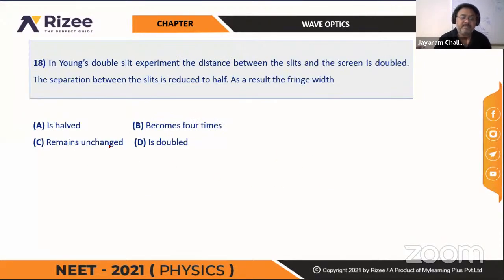Next, in the YDSE experiment, the distance between the slits and the screen is doubled. So what will happen to the fringe width? Fringe width is proportional to lambda into capital D by small d. So your new change, beta dash, is equal to 4 times the beta.